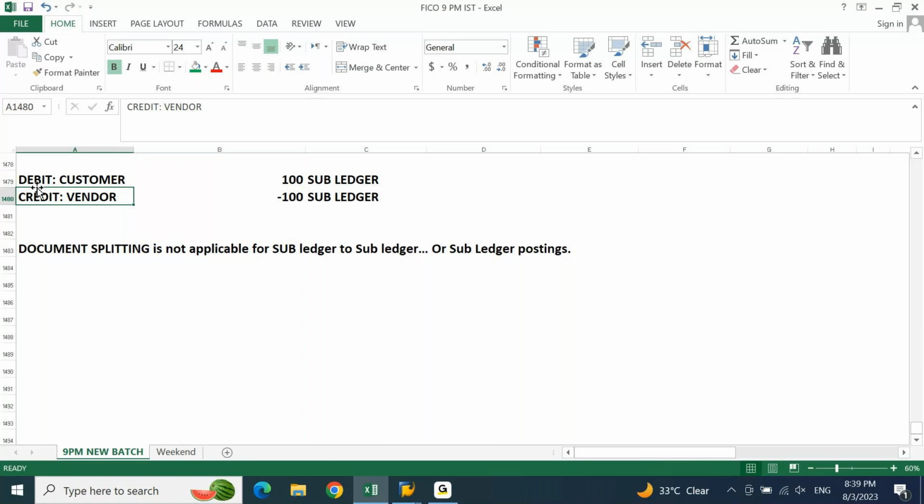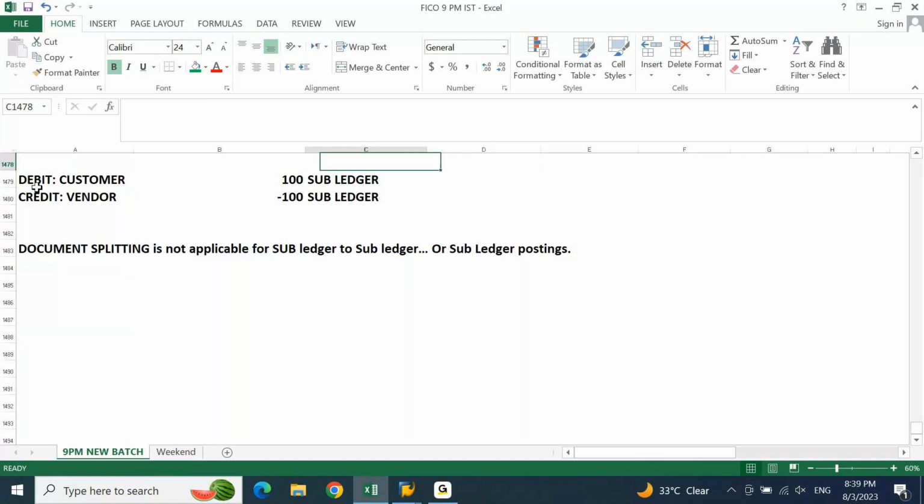For a subledger account, document splitting is not allowed. When we talk about customer account, vendor account, or asset account, which is nothing but another subledger account, fixed asset, for these your profit center is not allowed. Not applicable, which means it is not possible for us to record the profit center against customer, against vendor, against fixed asset. When we say it is not allowed, the system will not be able to take the profit center.